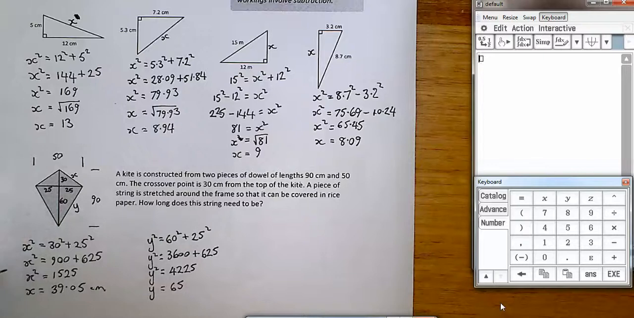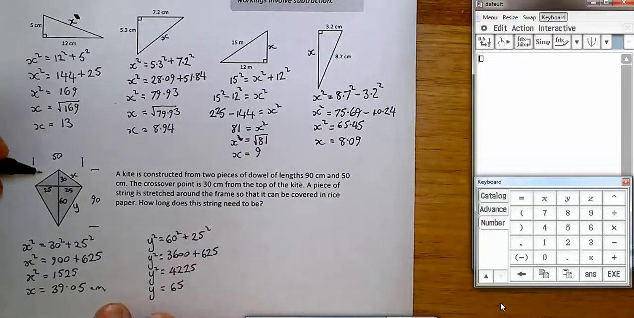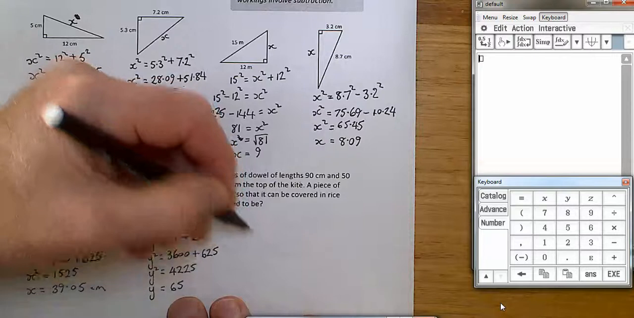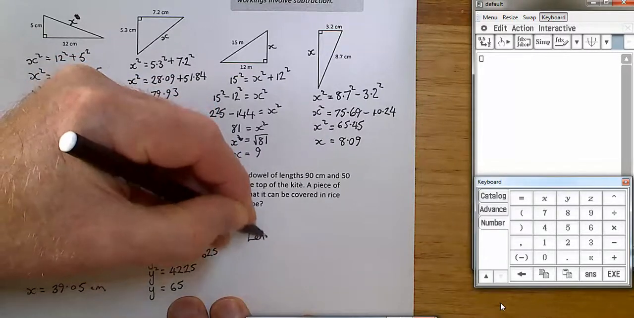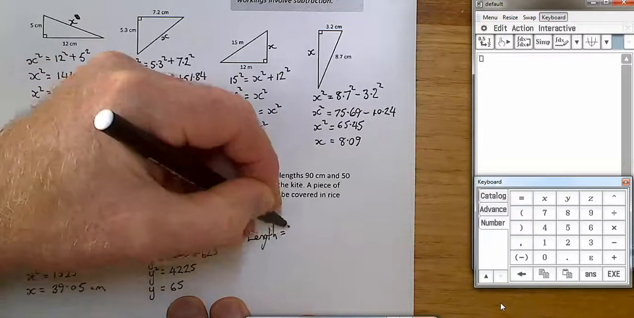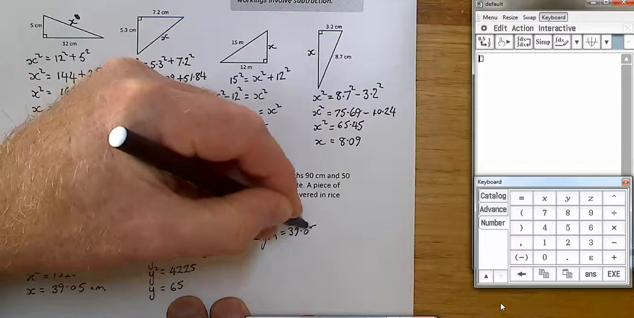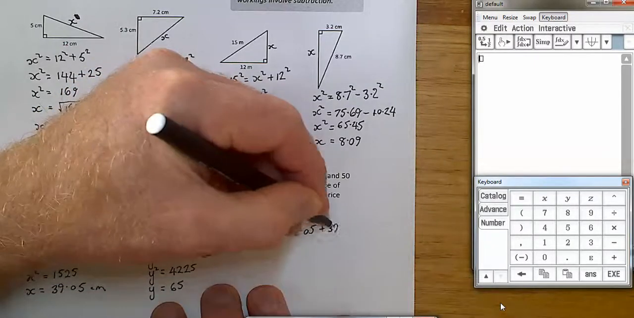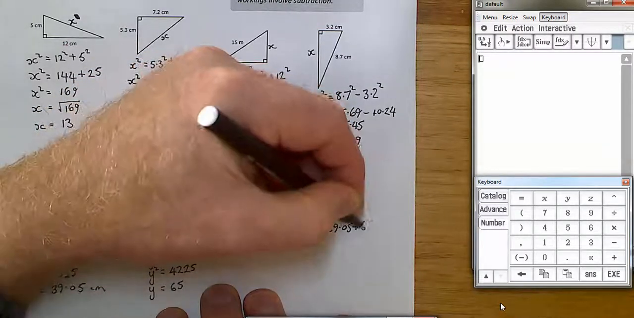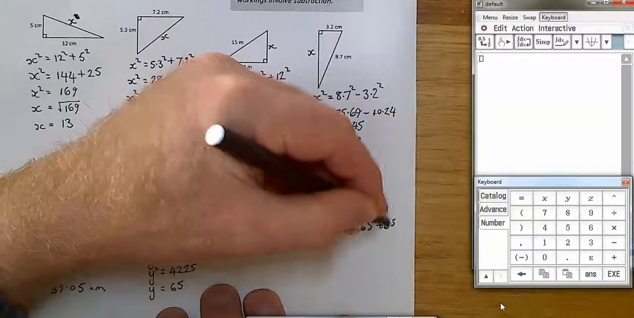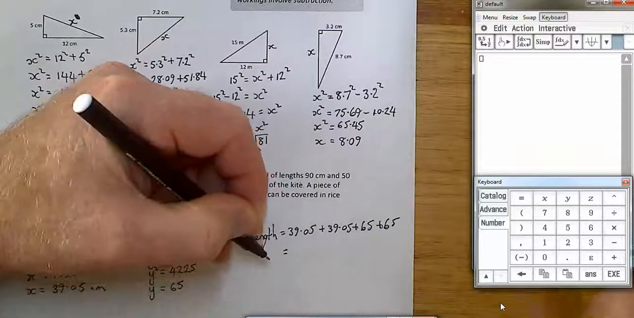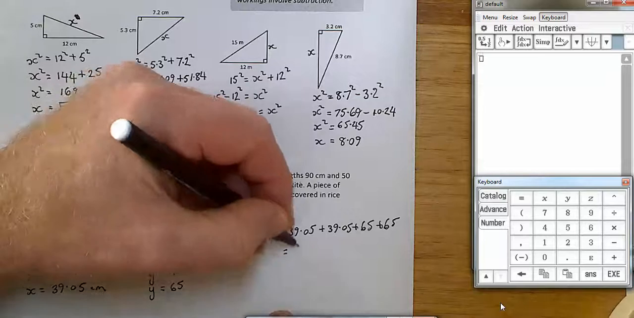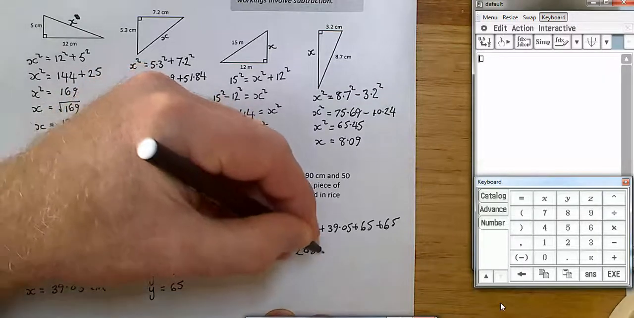Now, we were asked to find out how long a piece of string is which wraps around the edge and supports the tissue paper that it's going to be covered in. So we need to find that, and we can do that just by adding together x. This will be x as well, won't it? And this will be y. So we've got two lots of x plus two lots of y. So the length that we need is going to equal 39.05 plus another one of those plus 2 lots of 65, and all up the total is 208.1 centimetres.